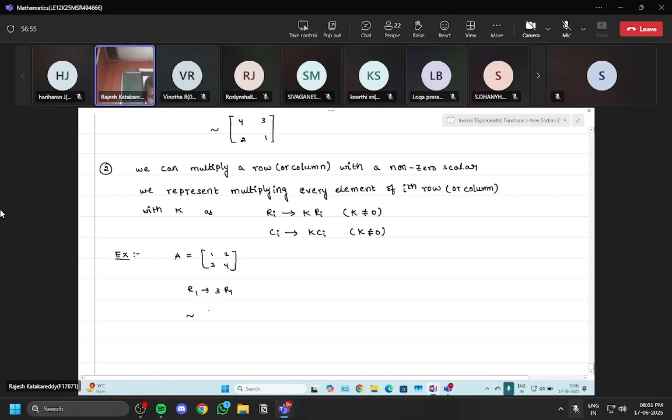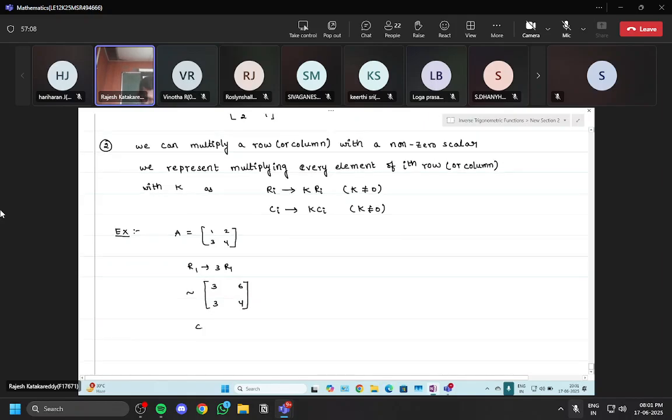Now the similar matrix we are getting for A: 1 into 3 is 3, 2 into 3 is 6, and then 3 and 4, right? If I want, I can also write here column 1 is changing as column 1 divided by 3. Not only multiplication, division is also allowed here.